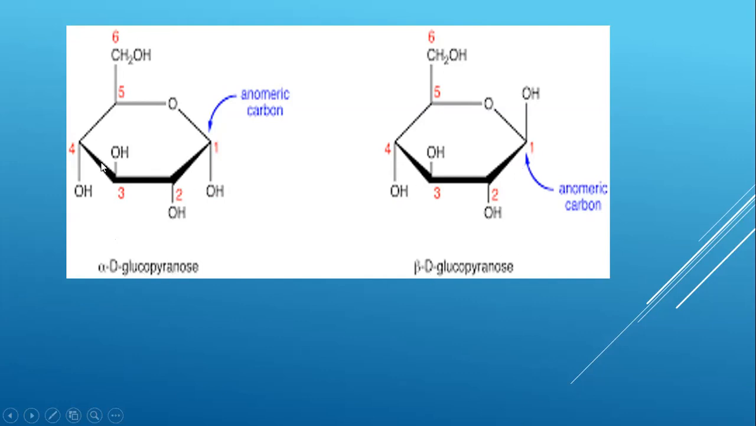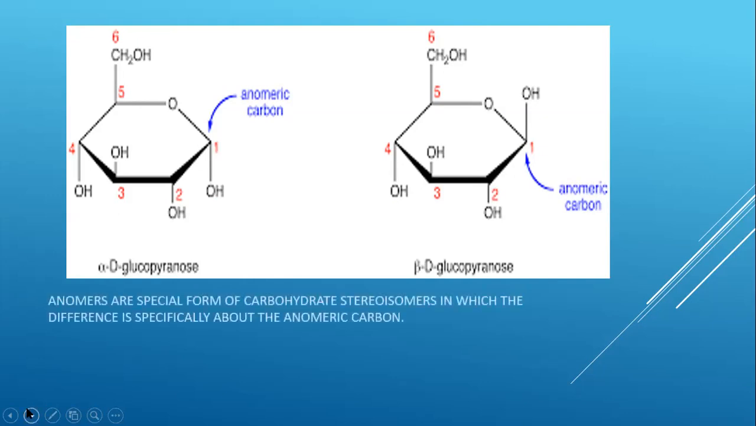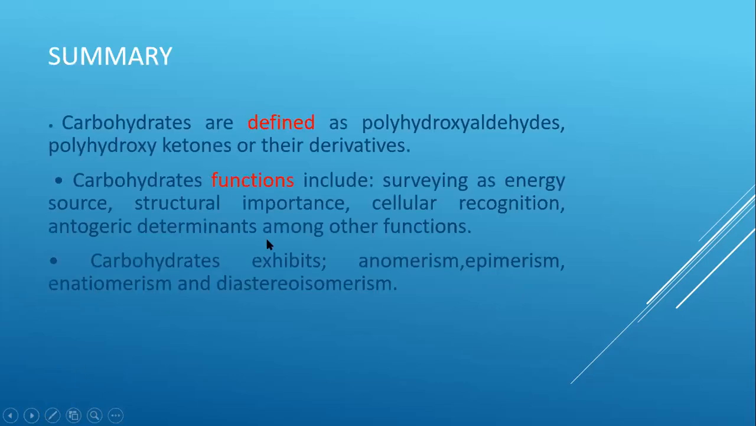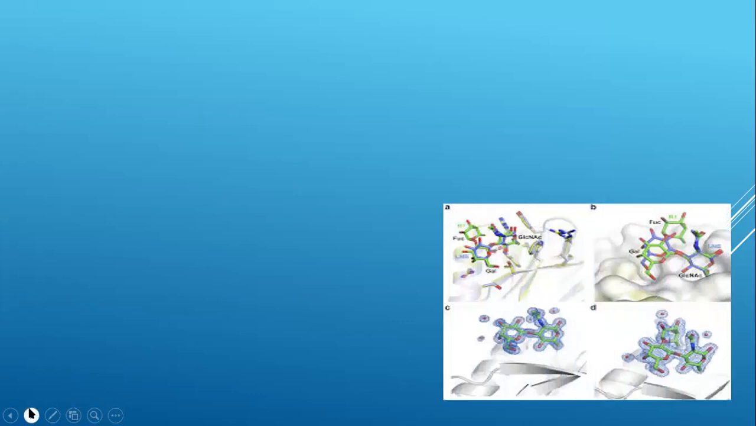Glucopyranose. In our next class, you will see why we call this pyranose. I hope we have been able to make meaning of this unit. So we can round up by saying we have been able to define carbohydrates, we have looked at the functions and properties, and of course, we have looked at stereoisomerism in carbohydrates. Thank you for listening.